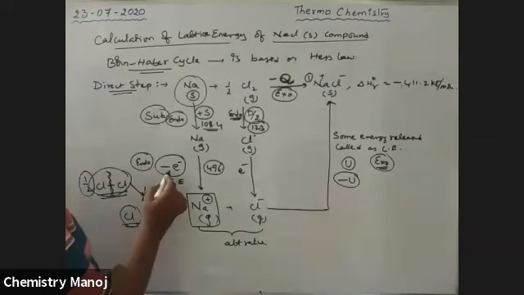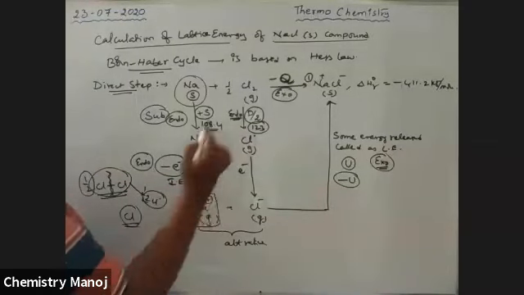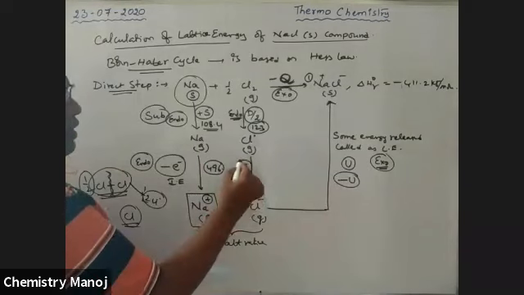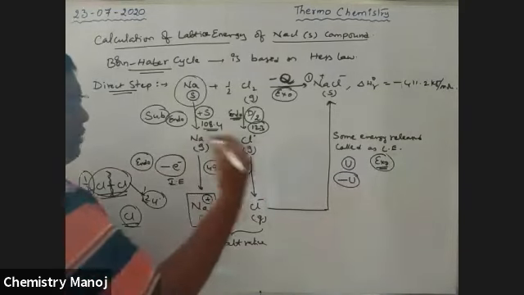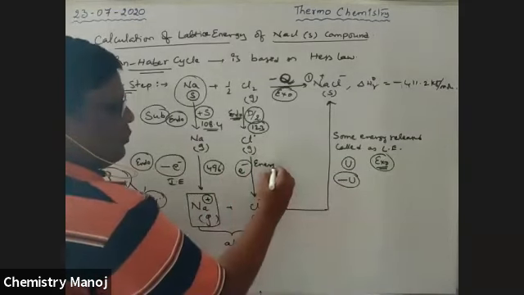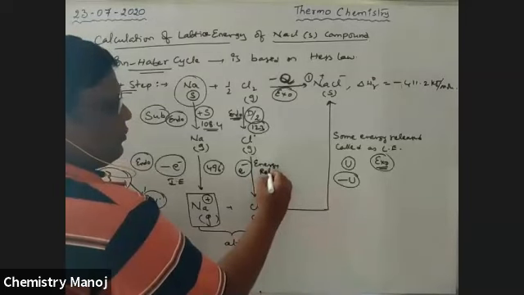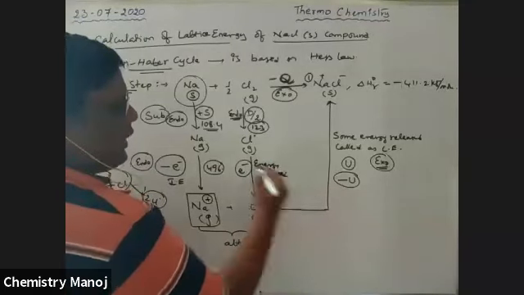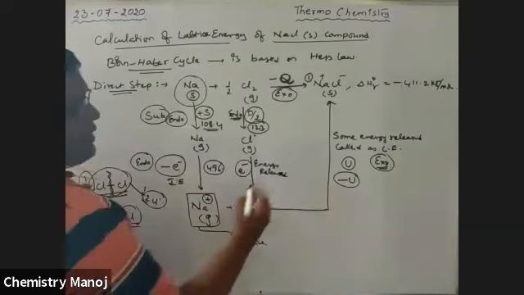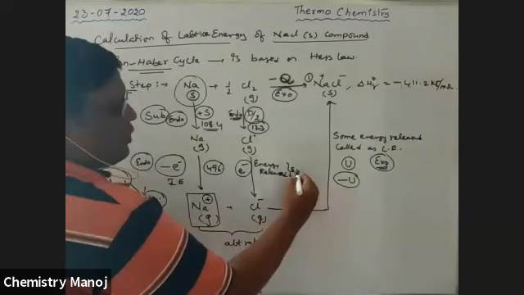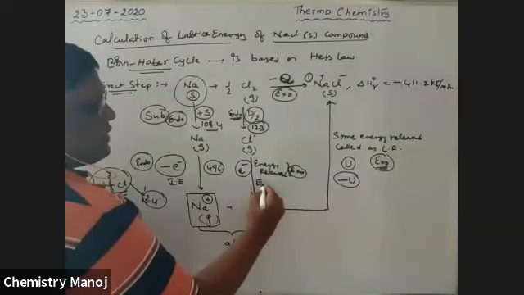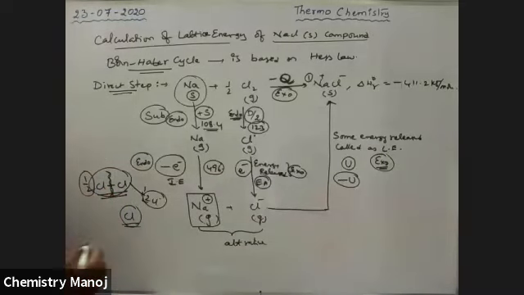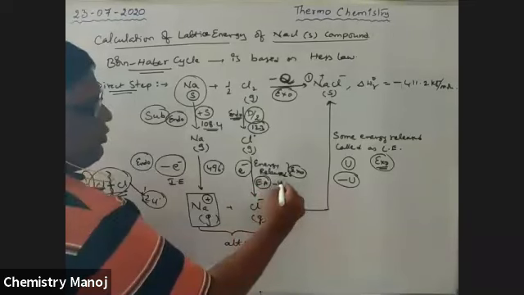This is the electron I removed. This removed electron is added here. So an electron is added to the outermost orbit of a gaseous neutral atom. Some energy is released. This released energy means it is an exothermic process. This energy is called the electron affinity of that element. Because it is released energy, this is negative.